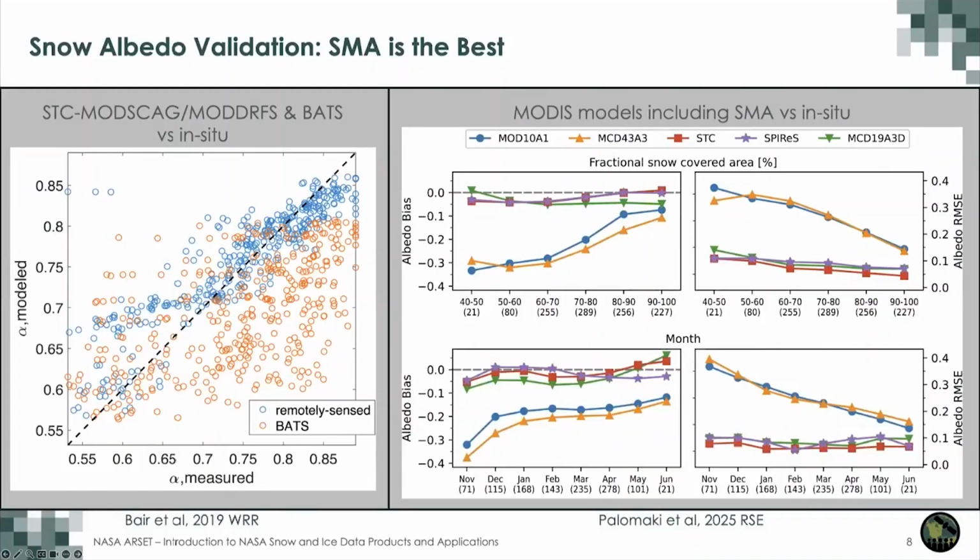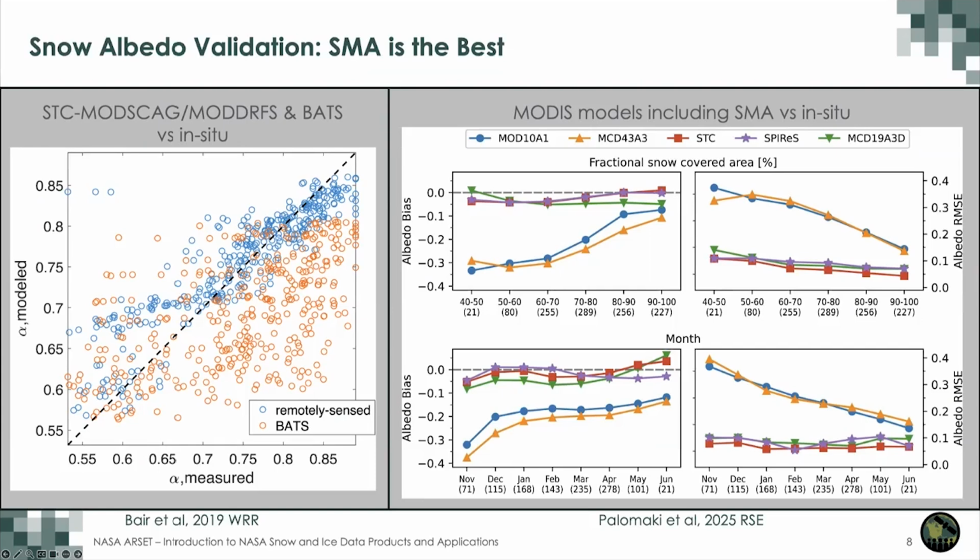Published literature also shows that spectral mixture analysis methods perform the best for snow albedo. In 2019, work led by Dr. Bair showed that the accuracy of the remotely sensed albedo from the STC SCAG DRFS method outperforms snow aging models that are often used to estimate snow albedo. These models assume a decrease in snow albedo over time and can include estimates of dust if available. The graph on the left shows both the remotely sensed albedo and the modeled snow albedo from BATS compared to the on-the-ground measurements. You can see the spectral mixture analysis retrieved albedo in blue circles falls closer to the 1-to-1 line than the red circles from the BATS model.